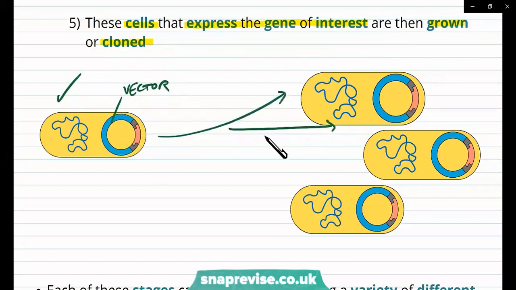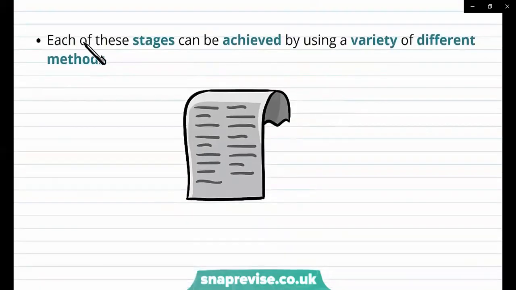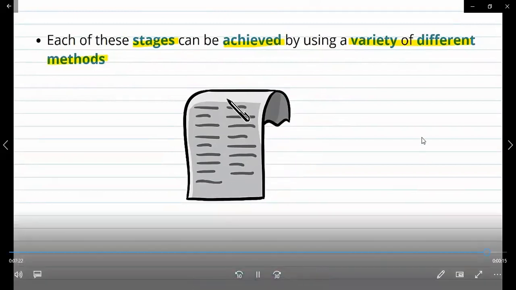So now we just need to multiply the cells in either a culture or some sort of cloning technique so that we have lots of copies of this organism that's been genetically modified with that new gene. Each of the stages that we've mentioned can be achieved by using a variety of different methods, and there are lots of different processes for different examples of genetic modification.